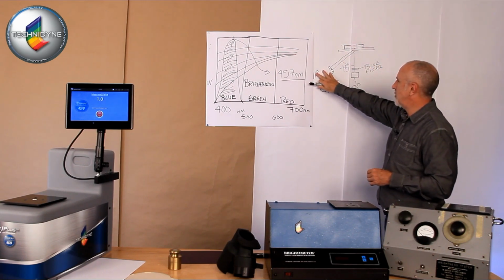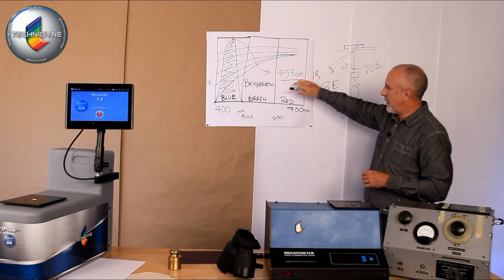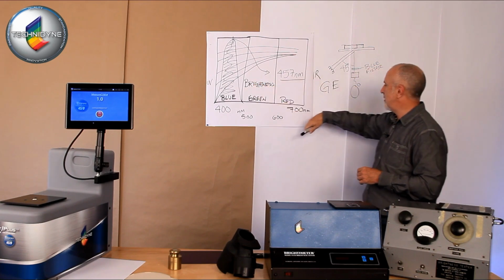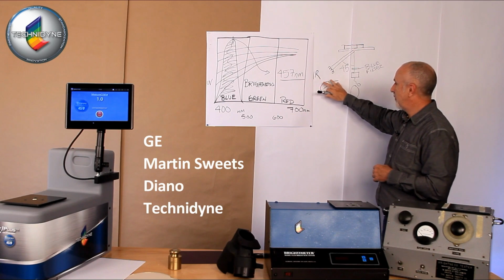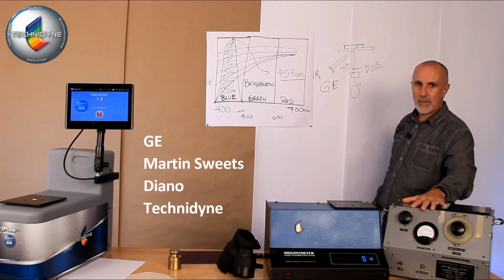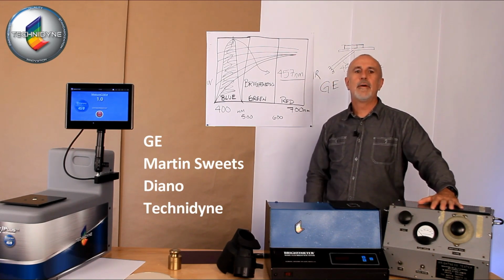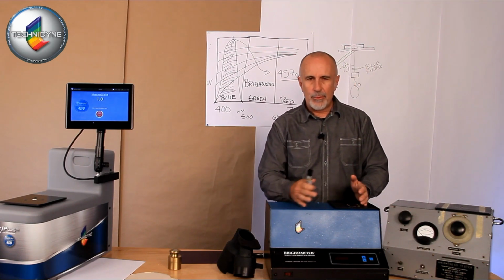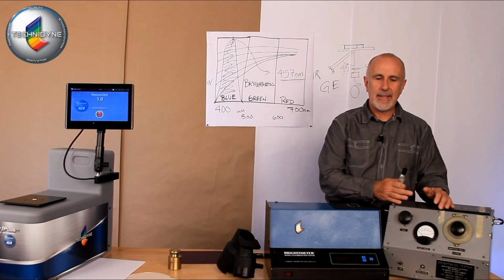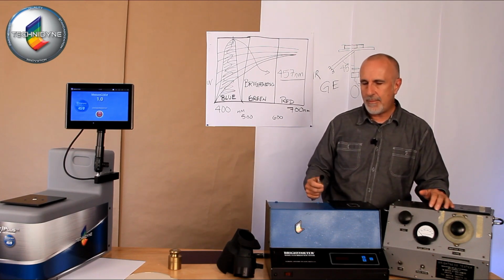Started with the Institute developing the technology with a partner mill up in Wisconsin. They then had General Electric manufacture the instrument. From General Electric, it went to Martin Sweets. From Martin Sweets, it went to Diano. Diano went to Technodyne. Okay, and so that's kind of a brief history of the lineage of that measurement.